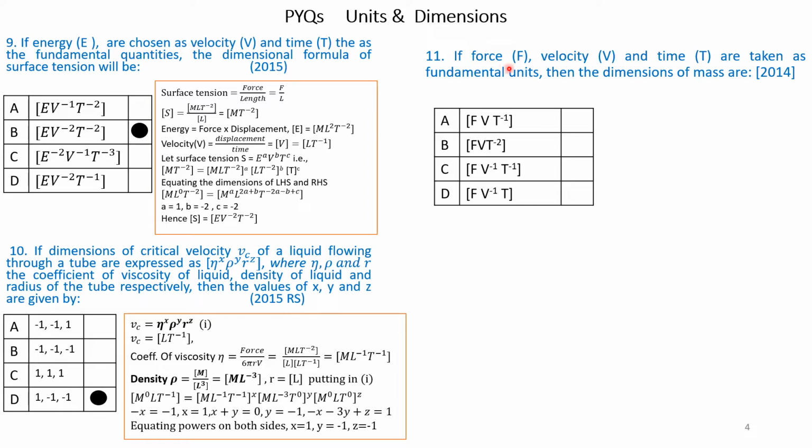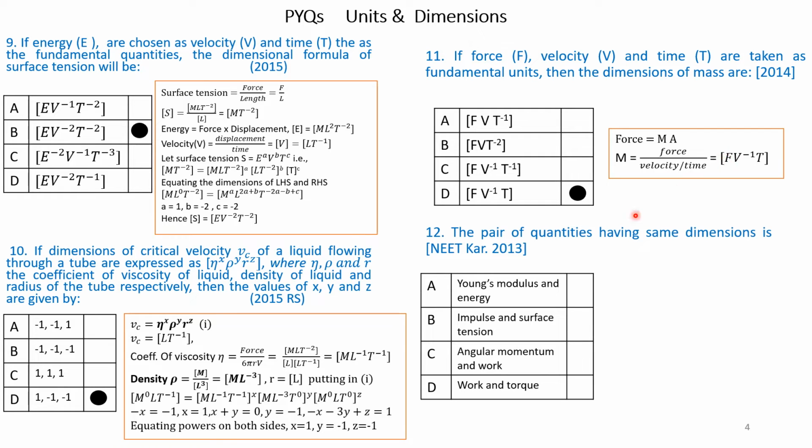Next question. If force F, velocity V and time T are taken as fundamental units, then dimensions of mass are, four options are given. So everything should be in terms of force F, velocity V and time T. So let us find out the dimensions of mass. So mass is equal to force divided by acceleration. Therefore, mass is equal to force by velocity over time. F is the required dimension, F, velocity is the required dimension, V to the power of minus 1 and T. So F V to the power of minus 1 T is the correct answer. So therefore, mark it D.